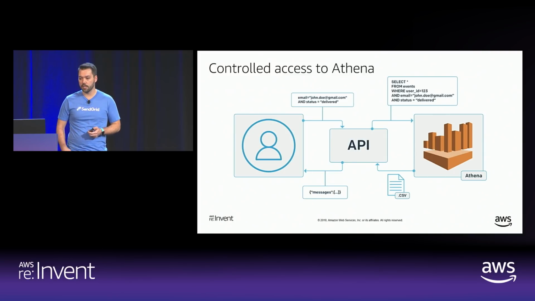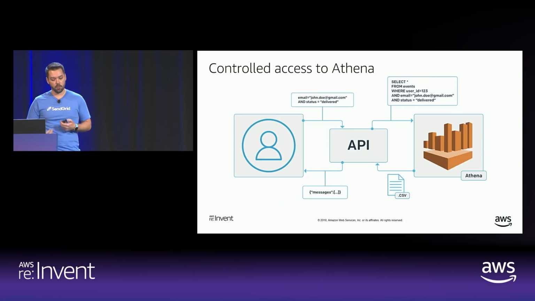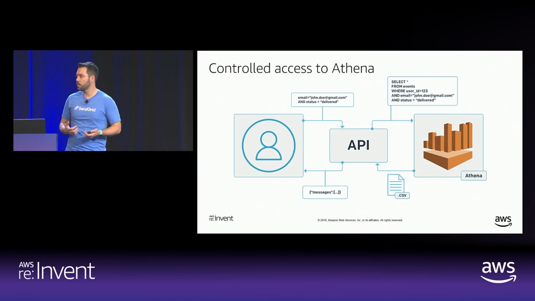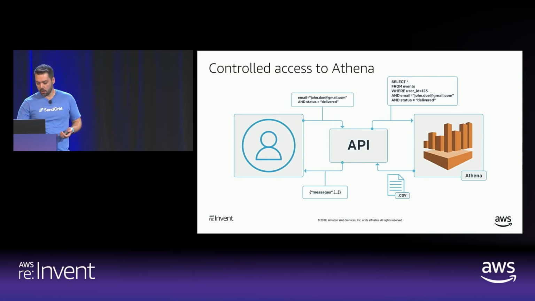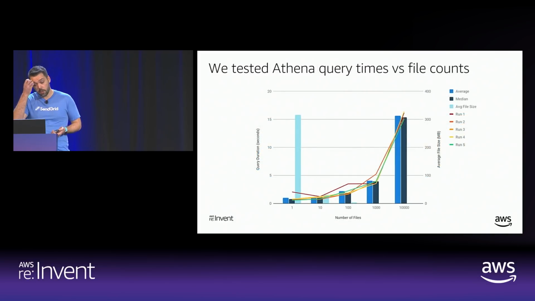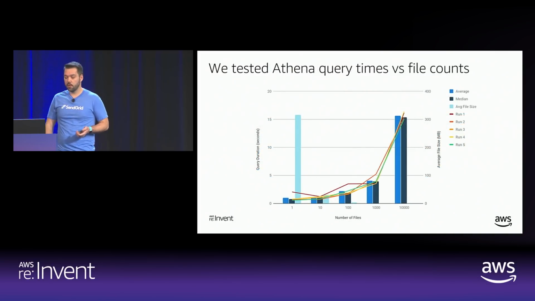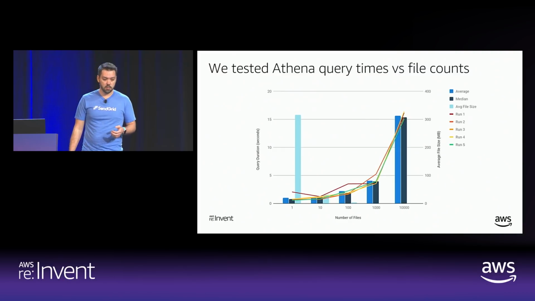We started scratching our heads over this. We noticed that the only thing that really changed was the number of files. And as Roy kind of mentioned, if you've worked with Athena, this might have been an issue for you as well. We noticed that the number of files correlates to the query times. So we ran a little experiment just to test our hypothesis, and this is what we saw.